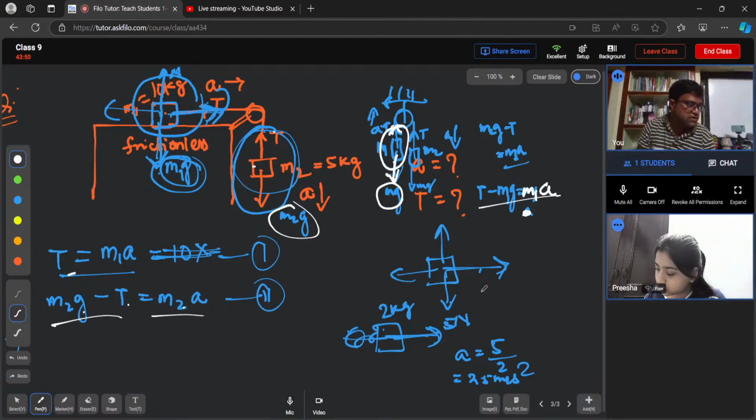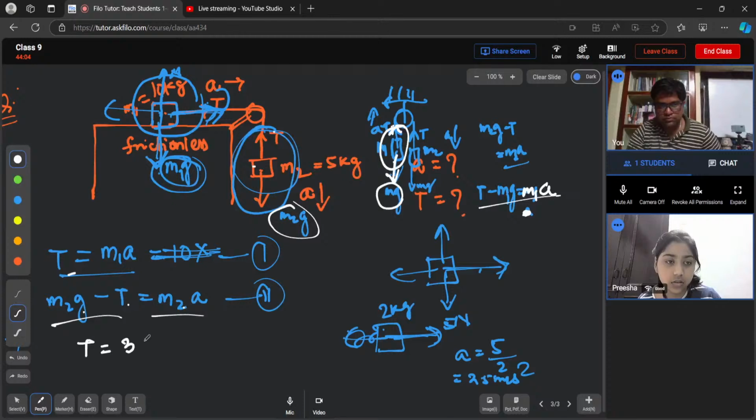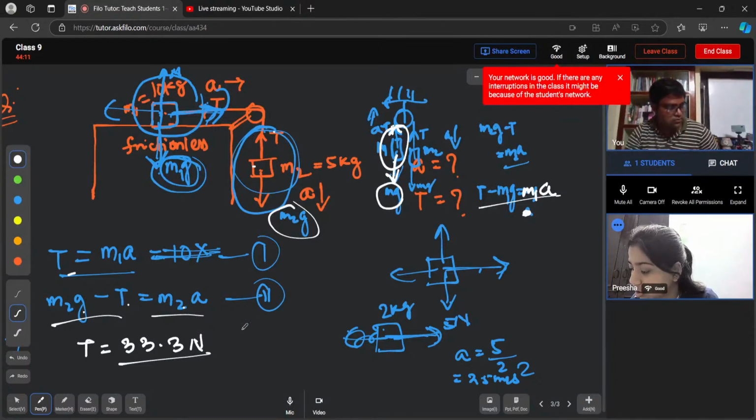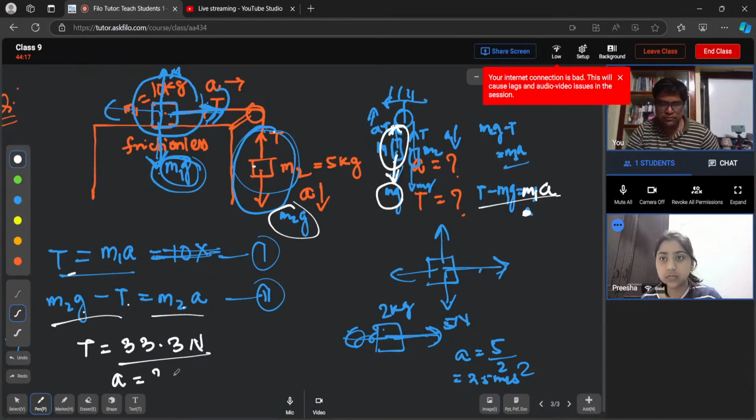So then what will be the answer? The tension is 33.33. Acceleration is 3.33. Right? Yes, sir.